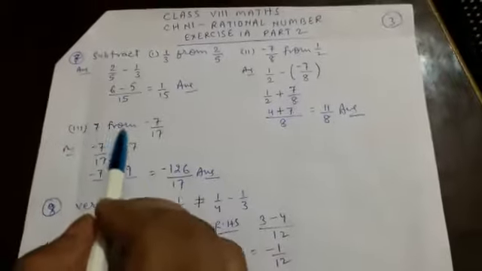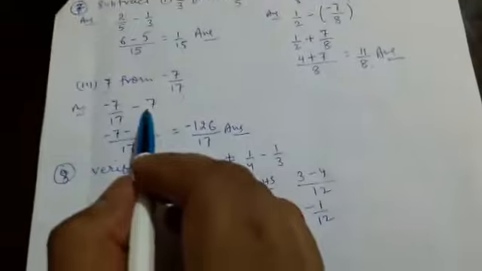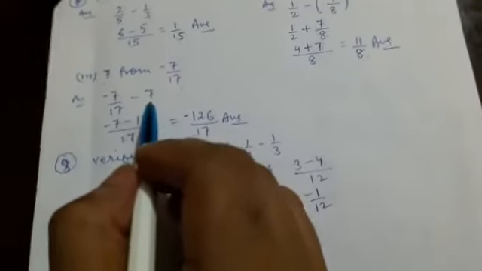Now question number 3, third part of this question. Subtract 7 from minus 7 by 17. Again we have to subtract this 7 from this number. So we'll write down minus 7 by 17 minus 7. If the denominator is not mentioned, you have to assume that there is 1 as a denominator.